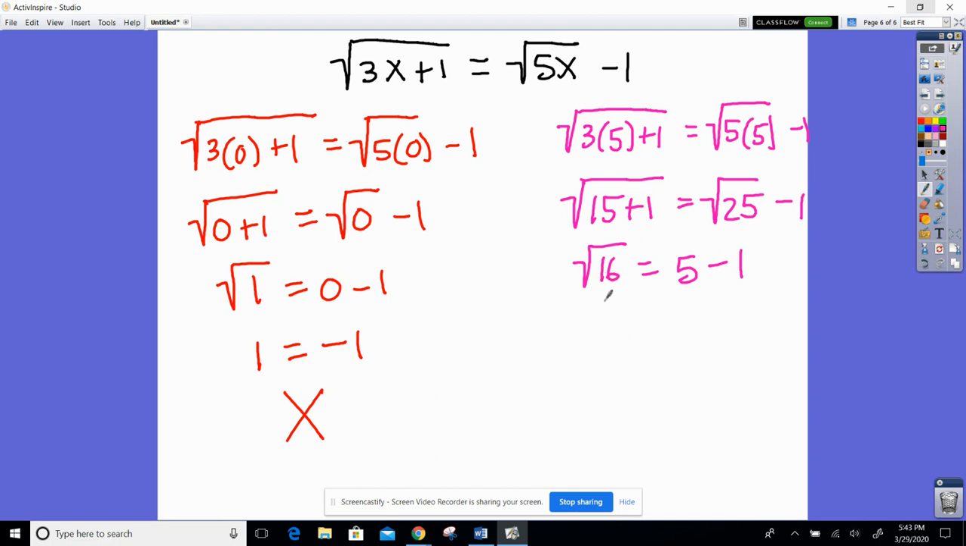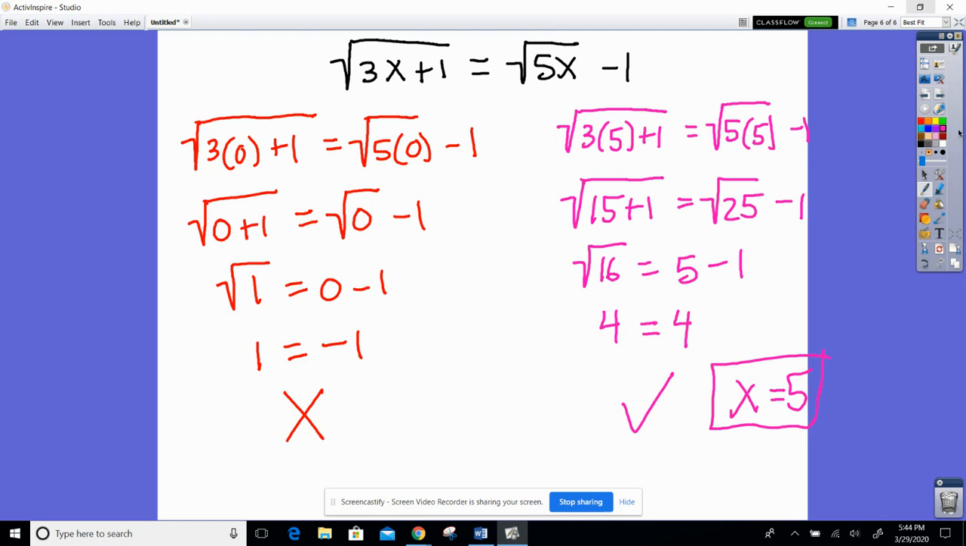And we just simplify one more time. The square root of 16 is 4. And 5 minus 1 is also 4. 4 equals 4, so it checks out. So the only solution that we actually have is x equals 5. Okay? So you're done. Those are your 4 steps. Isolate the radical, raise both sides to the power of the index, solve, and then check for your extraneous solutions.